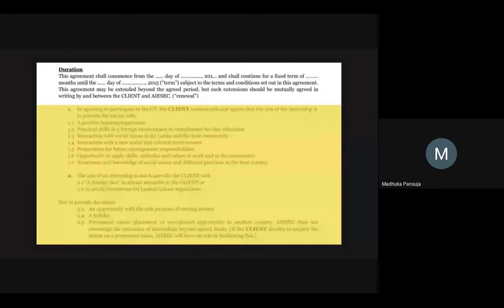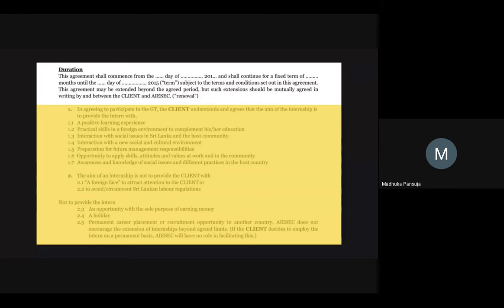The agreement shall commence from the day that we are signing and shall continue for a fixed term of how many months we are partnering with the company, and that means how many months we are providing EPs to them. If the company only agrees to bring EPs for a 6 month duration, then we normally sign the contract for 8 months, because we keep 2 extra months for the matching part to find the EPs and the 6 months for the duration of the work.